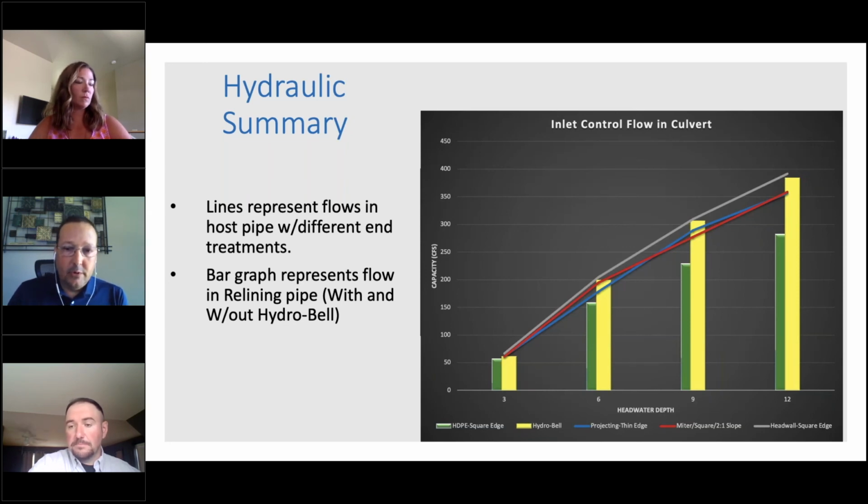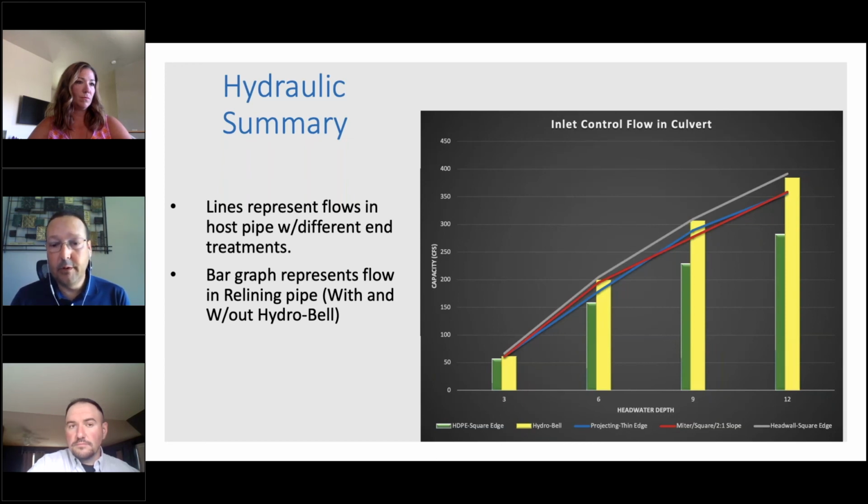The bar charts, the yellow and the green, are essentially the polyethylene reliner. Green being, this is what it would be if we had done nothing. On the low end, it's going to be pretty close, but as you start to increase the headwater depth, you can see that we are losing capacity compared to the original pipe. But if we put a HydroBell or some other inlet enhancement device, typically somewhere around entrance 0.2, then we can get the flows back up to almost the maximum capacity.